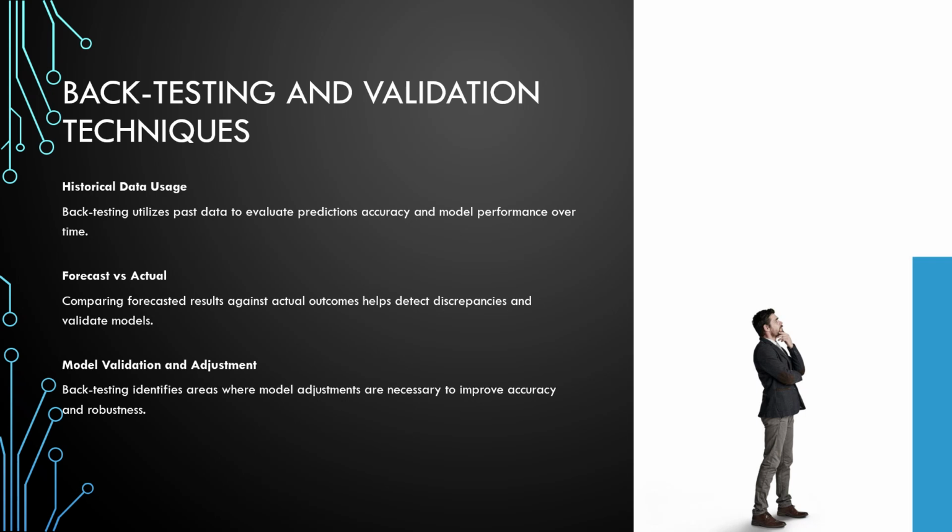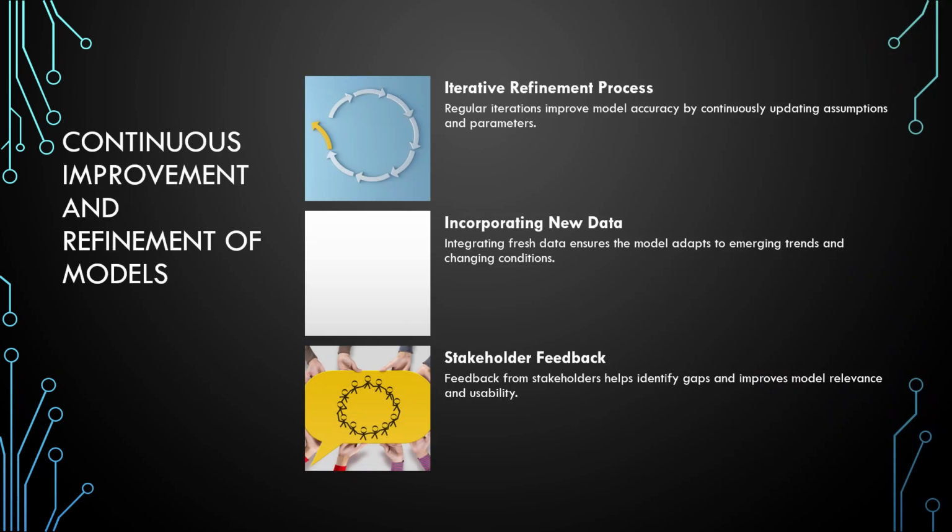Backtesting uses historical data to compare forecasted and actual results, validating model robustness and identifying areas needing adjustment. Ongoing model refinement through iteration, new data incorporation, and stakeholder feedback ensures forecasts remain accurate and relevant over time.